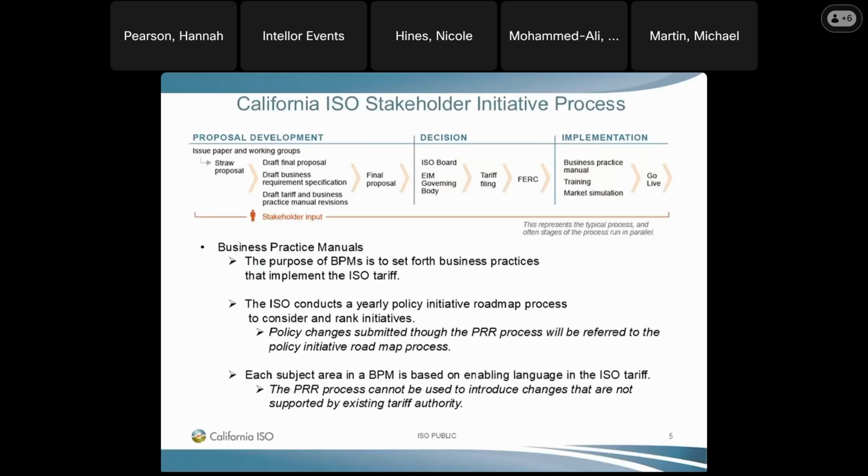The purpose of BPMs is to set forth business practices that implement the ISO tariff. The ISO conducts a yearly policy initiative roadmap process to consider and rank initiatives. Policy changes submitted through the PRR process will be referred to the policy initiative roadmap process. Each subject area in the BPM is based on enabling language in the ISO tariff. The PRR process cannot be used to introduce changes that are not supported by existing tariff authorities.